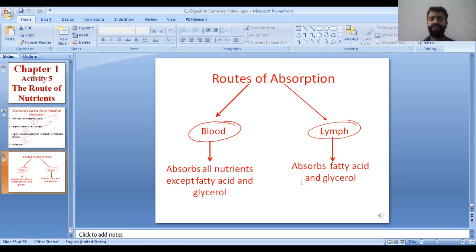This is the summary for everything related to the digestive system through the first semester.